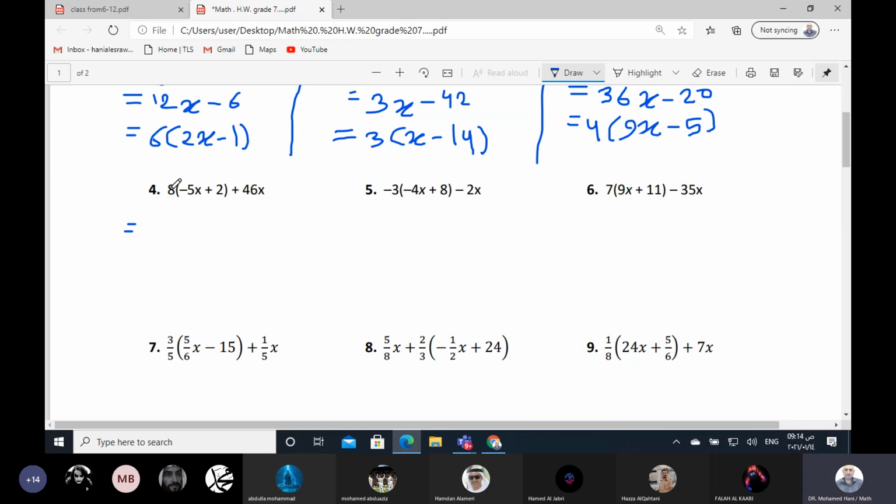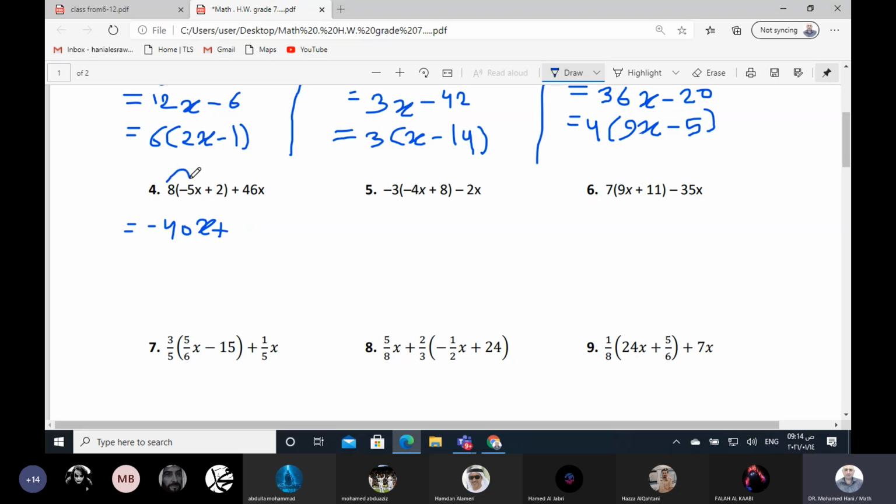Okay, distribute 8 times minus 5 will be minus 40x. Mr., I know the answer. Yes, tell me your answer. 2 between parentheses 3x plus 8. Okay, great work, Falah. I will add to you 5 marks, inshallah.